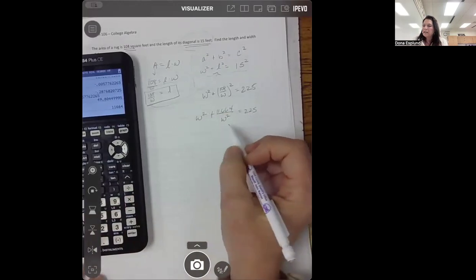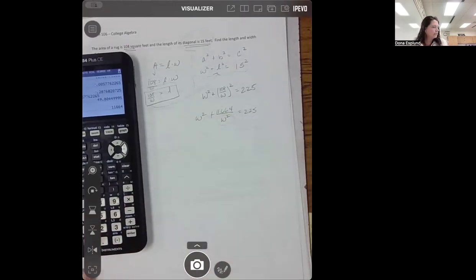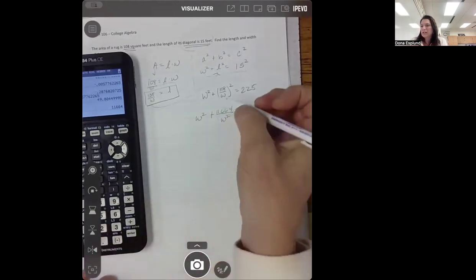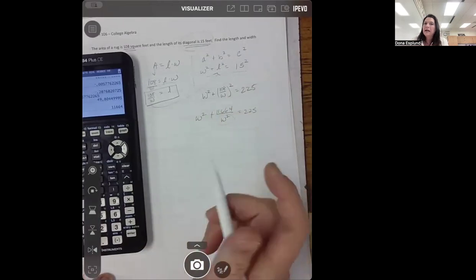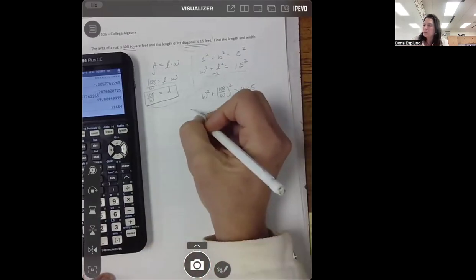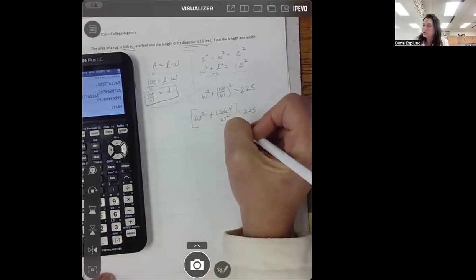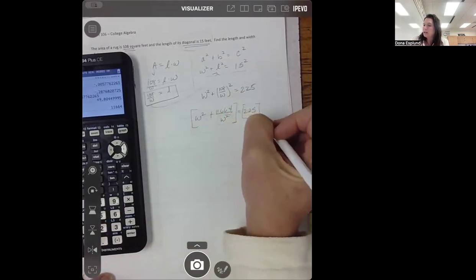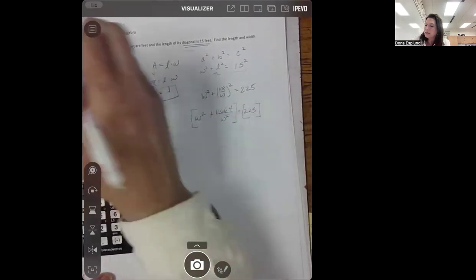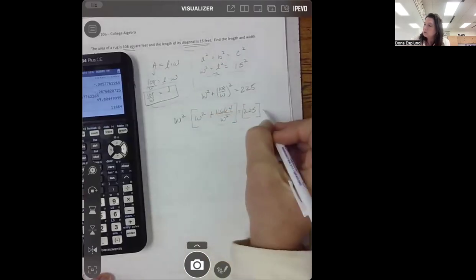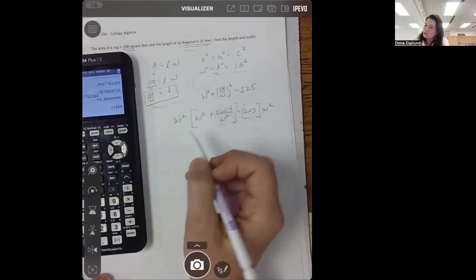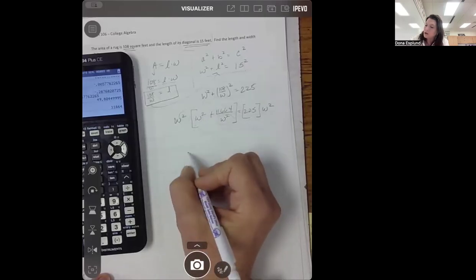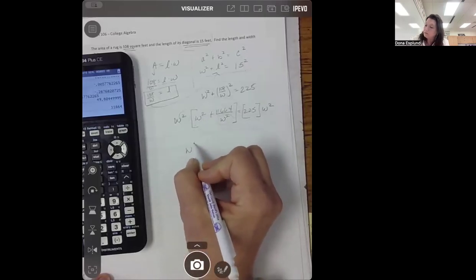Now, in this case, W squared is on the bottom, correct? So remember when we did rational expressions, I want to get rid of that W squared. I don't want it on the bottom of my fraction. And I can do that as long as I multiply both sides of my equation times the same thing. In other words, I'm going to multiply this side times W squared, and I'm going to multiply this side times W squared. Well, when I distribute, the first one is W squared times W squared. That's going to be W to the fourth.